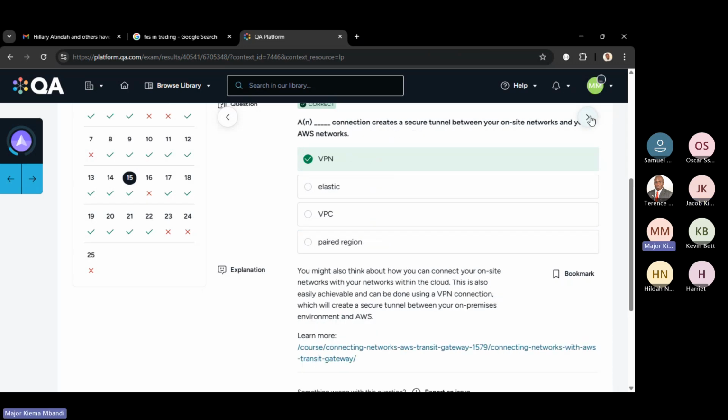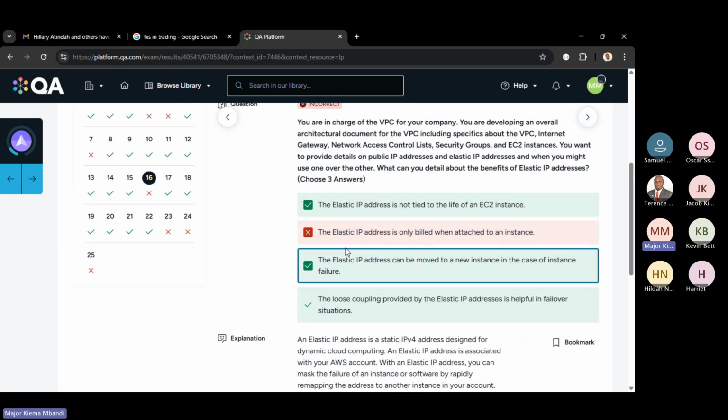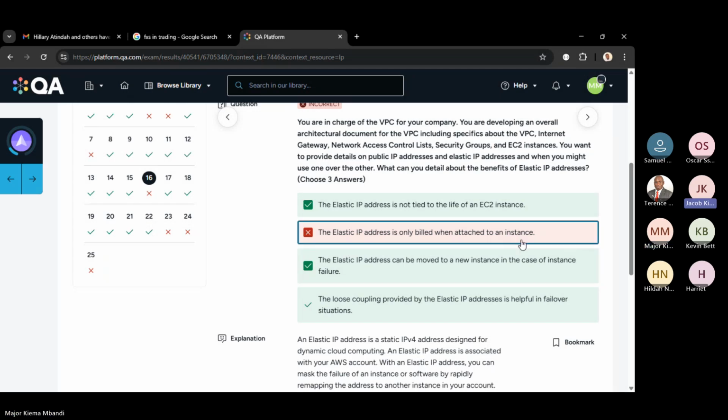Okay. And there's this one. You can see that Elastic IP is only billed when you attach it to an instance. And I saw that this is not the correct way. I think because we're in a rush of time, maybe someone can read it and then you read the answers. Okay, so I think I'll give it to Harriet.